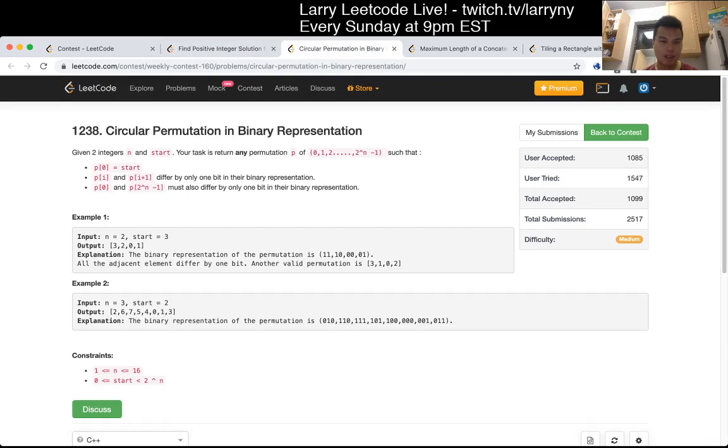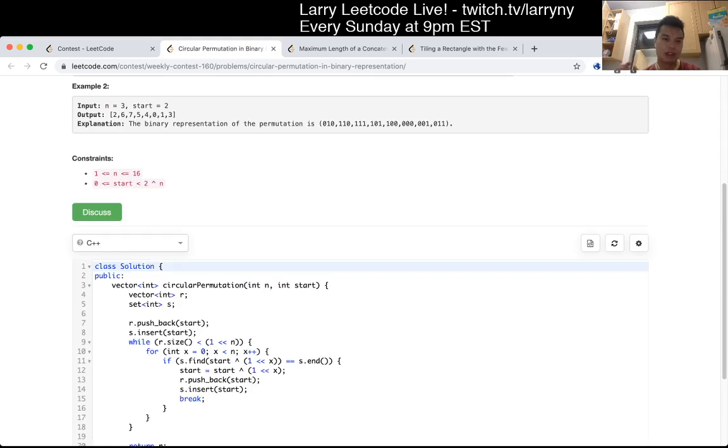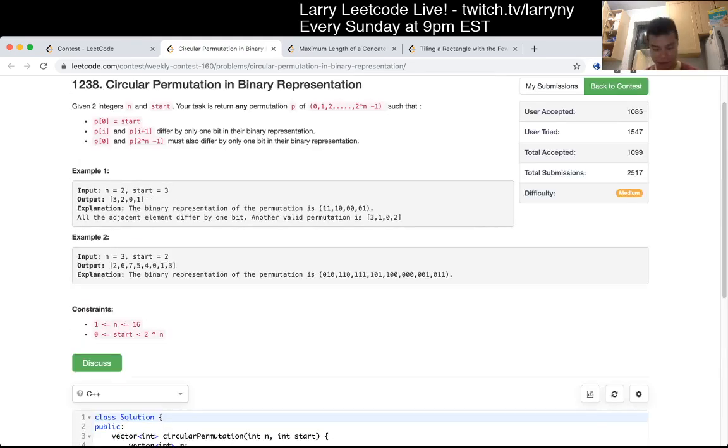Circular permutation. To be honest, I don't know how you would do this normally, or how you would derive this. I do know how to solve this, in that I have some experience with this before.